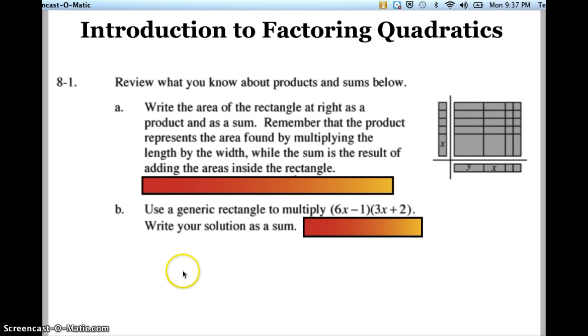For part B, what they're asking you to do is to make a generic rectangle to multiply 6x minus 1 times 3x plus 2. And then you have to write that. It's already written as a product, so you have to write that as a sum after you multiply that out.